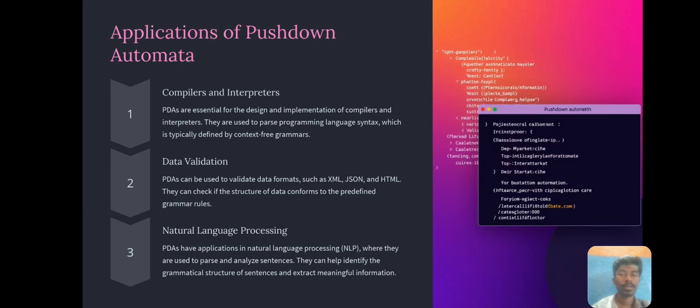Data validation. PDAs can be used to validate data formats such as XML, JSON files, and HTML. They can check if the structure of the data conforms to the predefined grammar rules. Natural language processing. PDAs have applications in NLP where they are used to parse and analyze sentences. They can help identify the grammatical structure of a sentence and extract meaningful information.